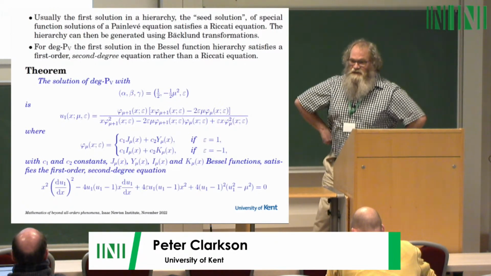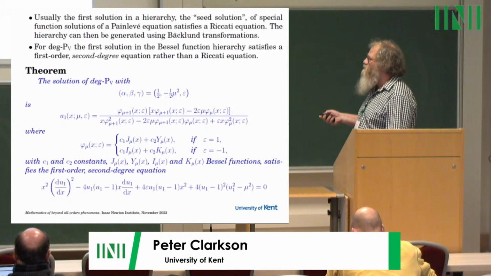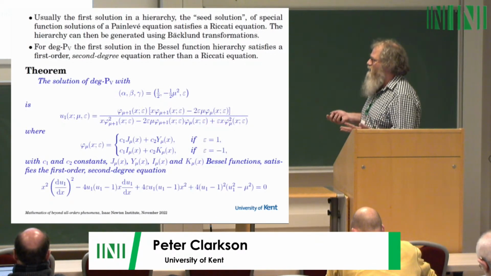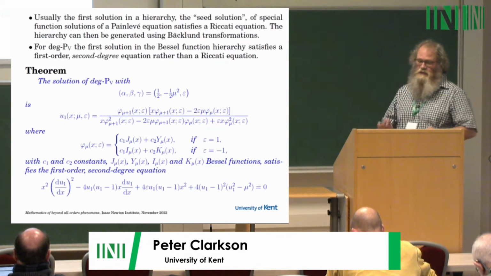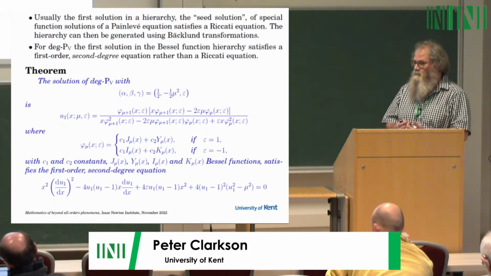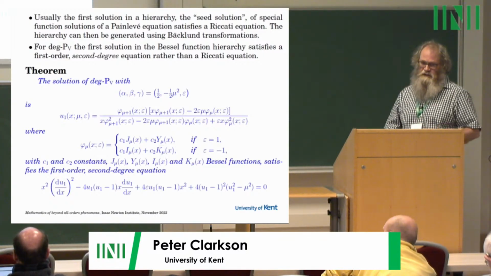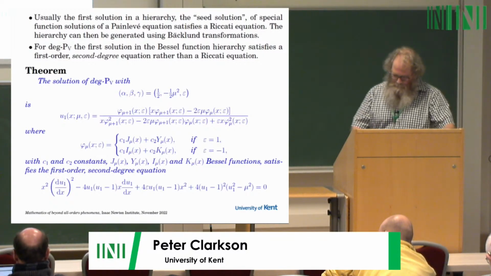So here is the one that you have. Given that you have one arbitrary constant in here, because it's the ratio of C1 to C2, you do expect that it's going to satisfy a first order differential equation. And so this is what the differential equation actually is. It's a first order second degree differential equation.